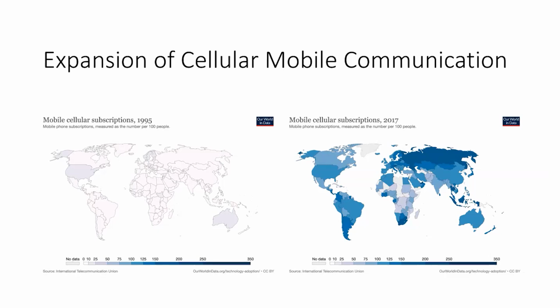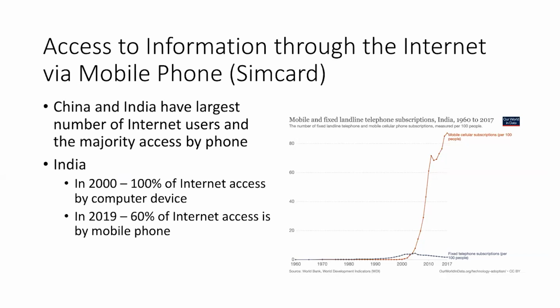And that underestimates the impact in the developing world, where much of the access to both cellular communication by phone and access to the internet actually comes through the mobile phone, through a pay-as-you-go SIM card. So if you take China and India, for example, they have the world's largest number of internet users. The majority of folks in India and China access the internet by phone. And you can see this data, which comes from India, right?